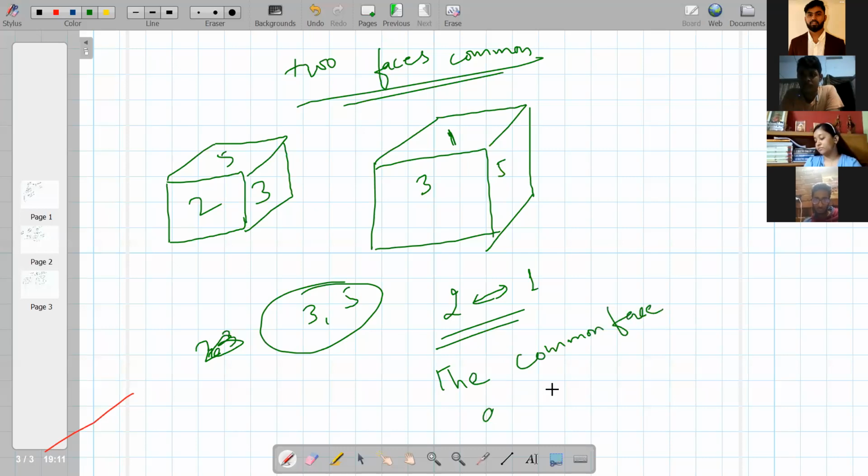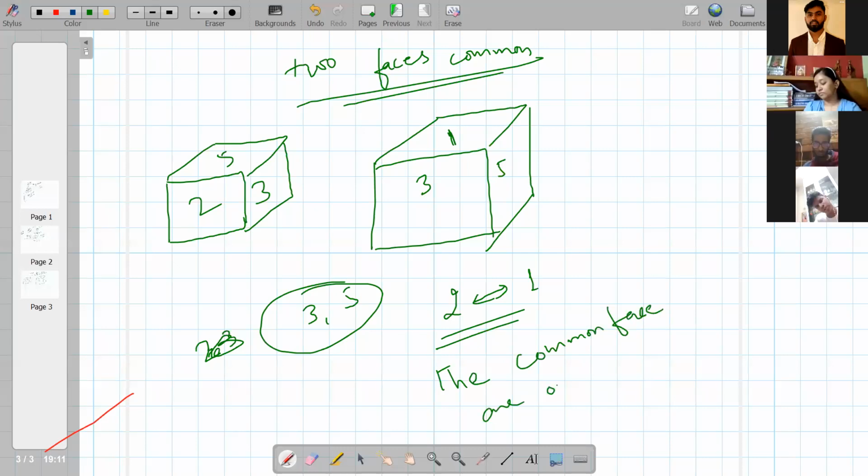Sir, here 1 and 2 both represent the same phase, I think. Yes. If you see to the left side 3 and 5, it is 2 on the first dice, and on the same position there is 1. Your voice is not coming through. Sir, explain in Hindi also. 1 and 2 represent the same phase.